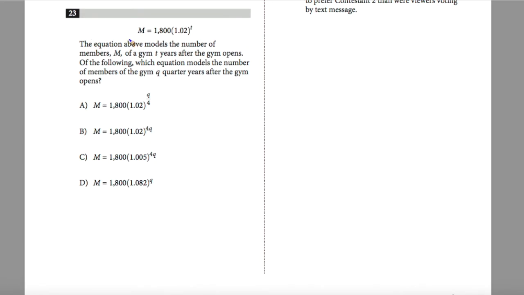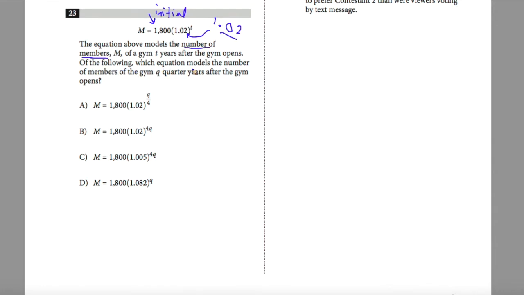Problem 23, I see that I have an equation here, m equals 1800 multiplied by 1.02 to the t power. 1800 is going to be my initial amount, or my starting amount for what I have. The 1.02 looks like it is going to be a rate increase, right? The 1 is to account for 100% of the original. The 0.02 looks as though it's going to be an increase. And the m corresponds to the number of members, m, of a gym t years after the gym opens. So t is referring to time or years.